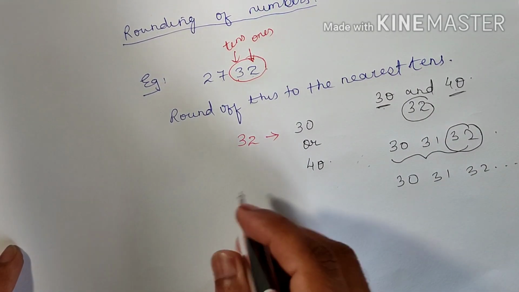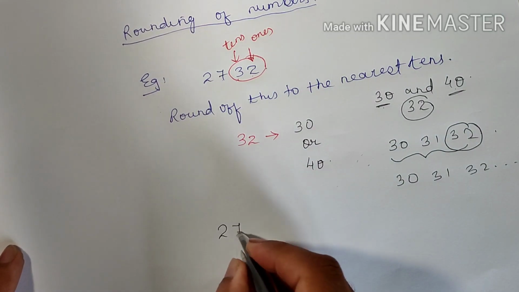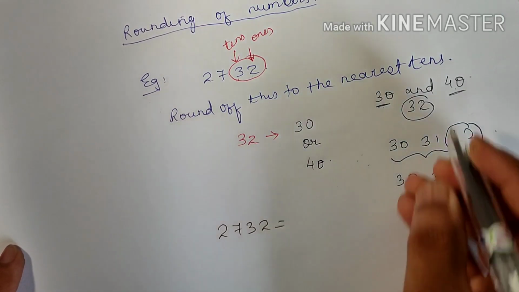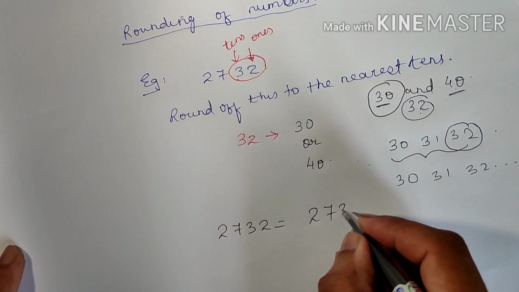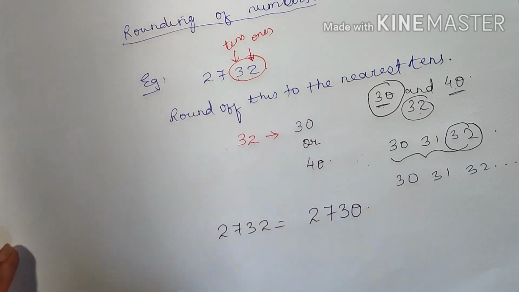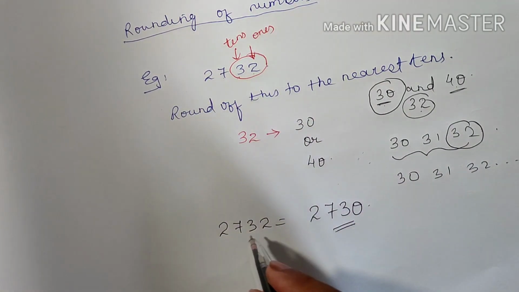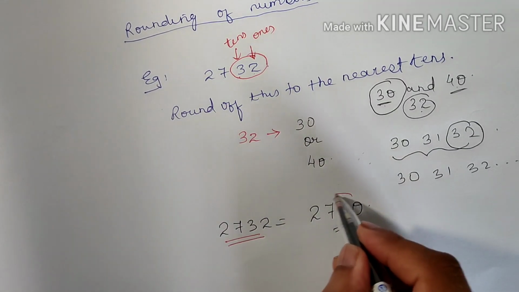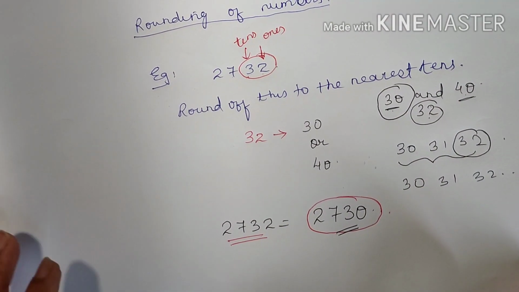So if we ask which is the nearest 10 to 2732, how can you write it? Since 30 is nearer to 32, you will say that 2730 is the nearest 10. So when we round off 2732, we see that 2730 is the nearest 10. In this way we'll finish for 10.